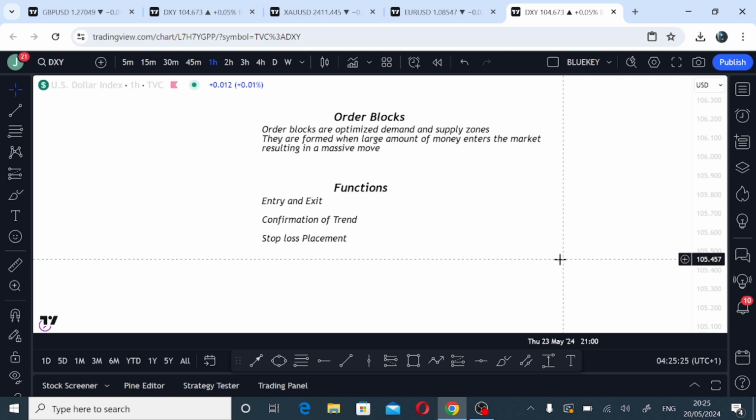So in this section, I'm going to be discussing order blocks. This is basically one of the elements that we use for the overall strategy, that is a liquidity sweep strategy, right? So understanding this part is also going to make us understand the general overview of how the strategy works. All right, so order blocks, as you may know, they are optimized demand and supply zones.